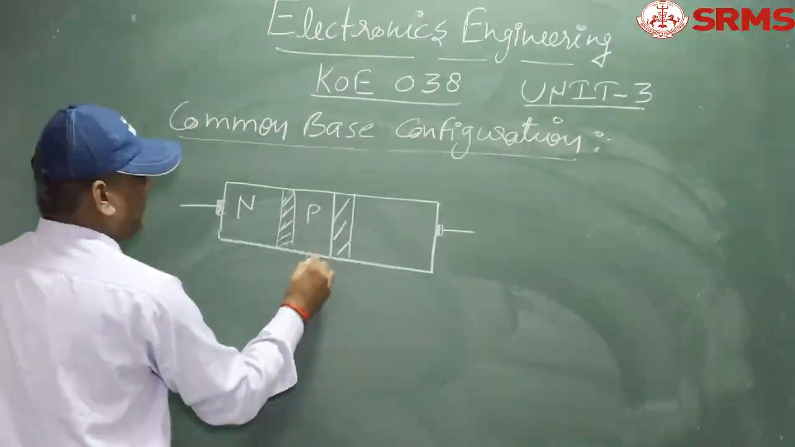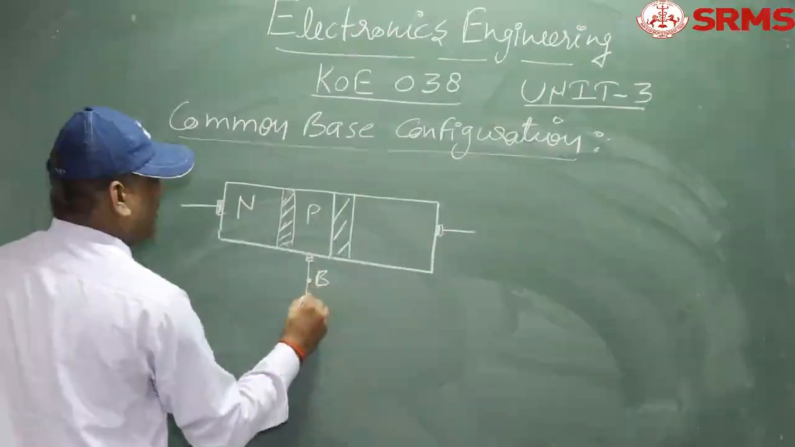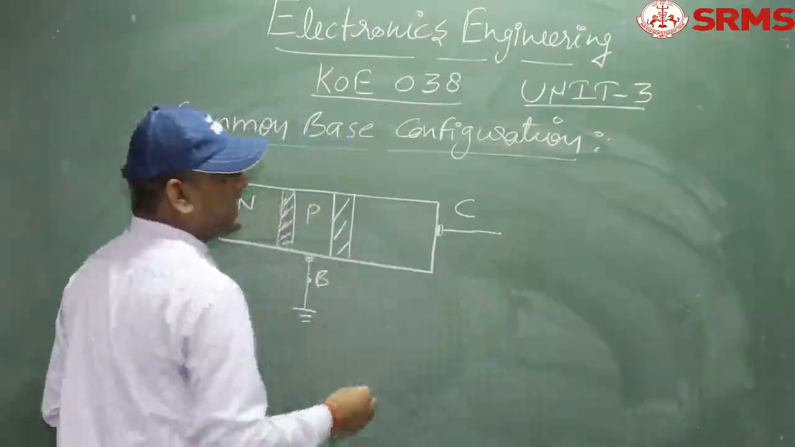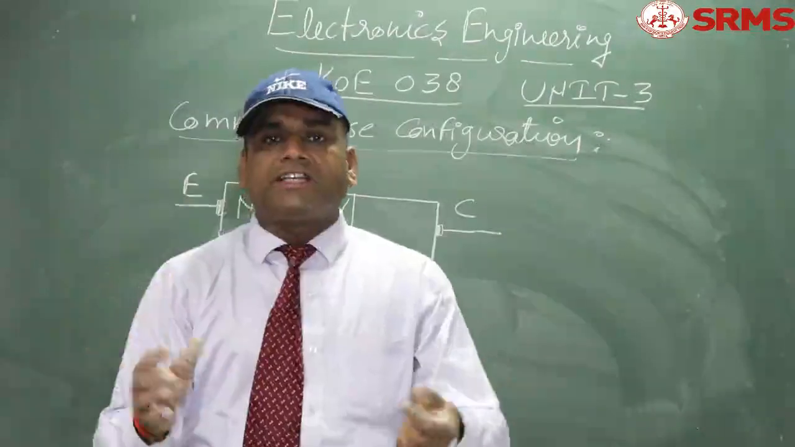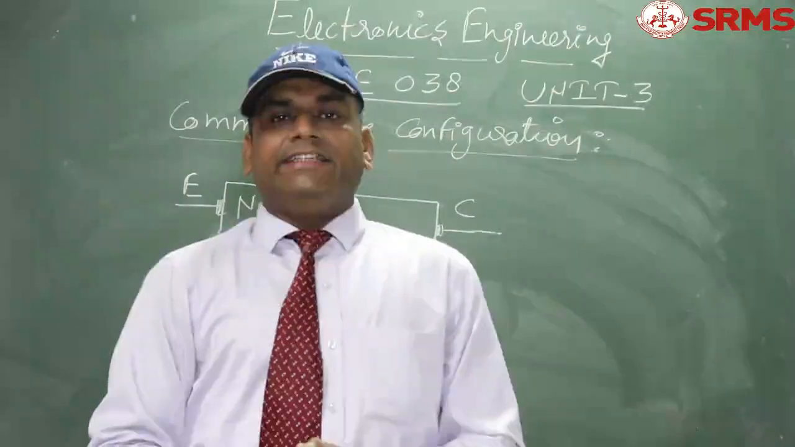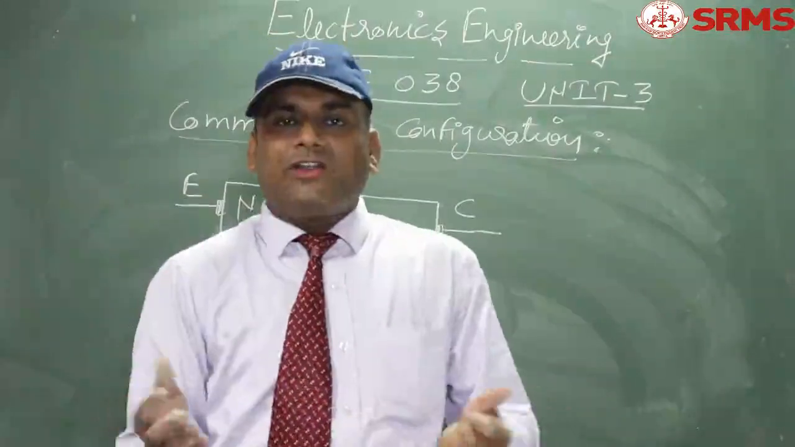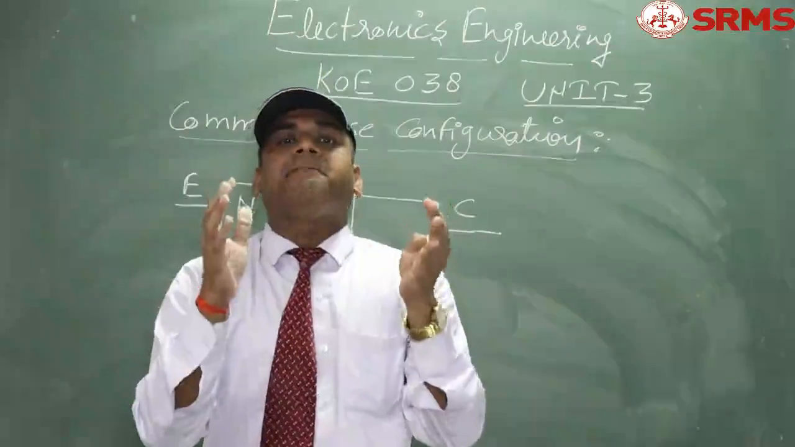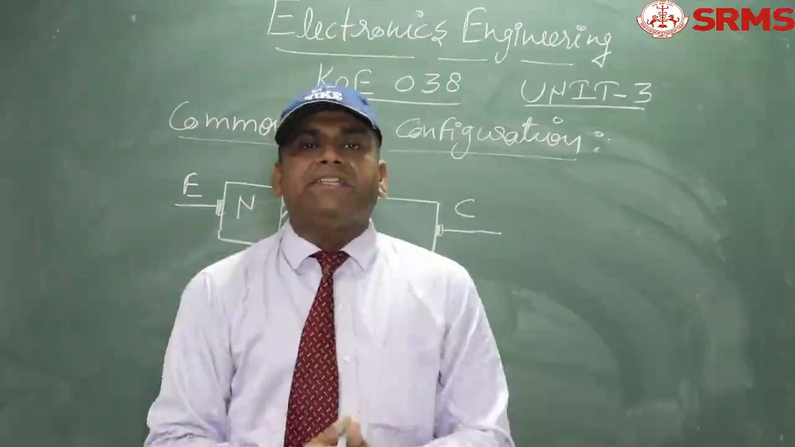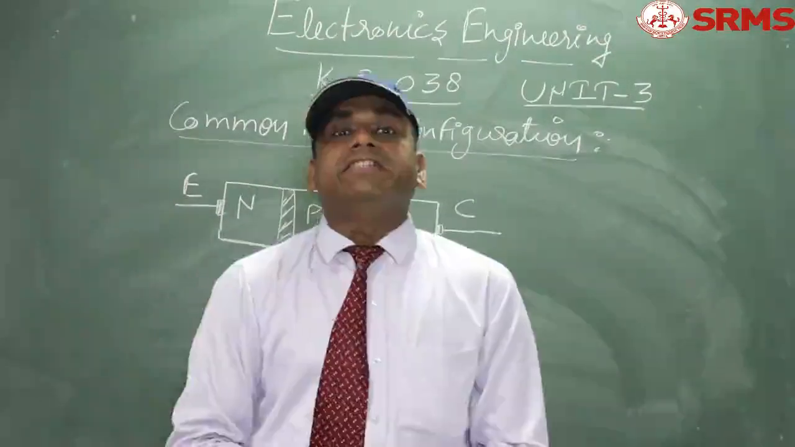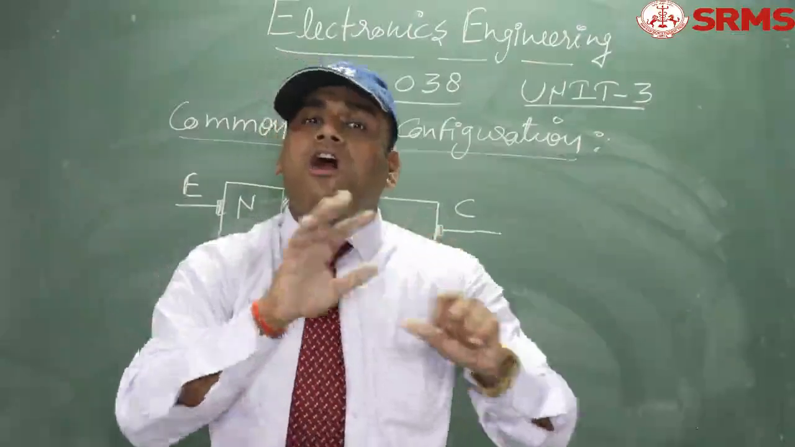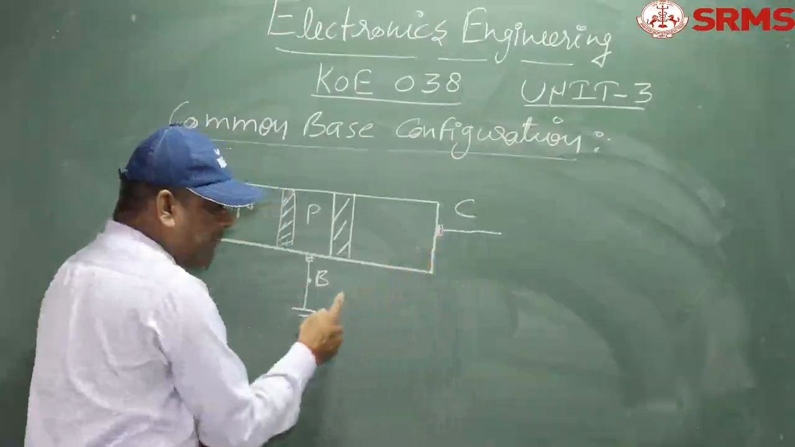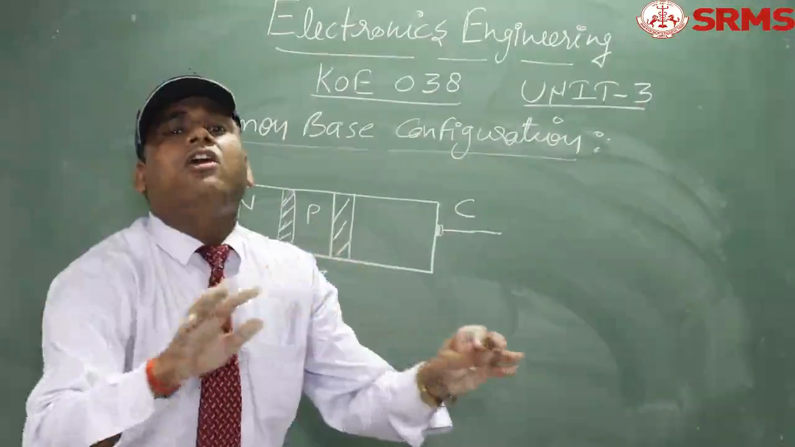So here, which terminal is common? Base is common for the emitter terminal as well as for the collector terminal. In all the configurations of a transistor, whether common base, common emitter, or common collector, we apply the active region. That means the emitter base junction is forward biased and the collector base junction is always reverse biased for all these configurations.